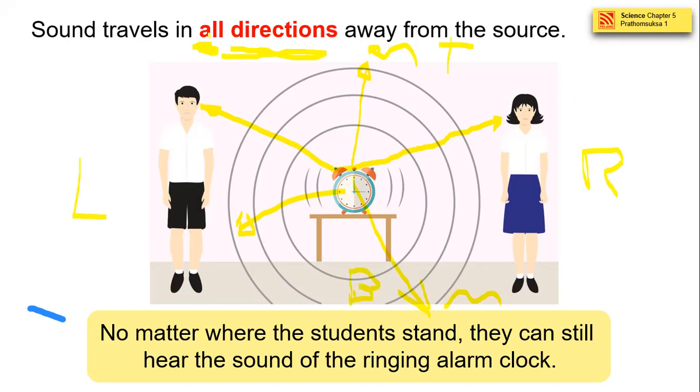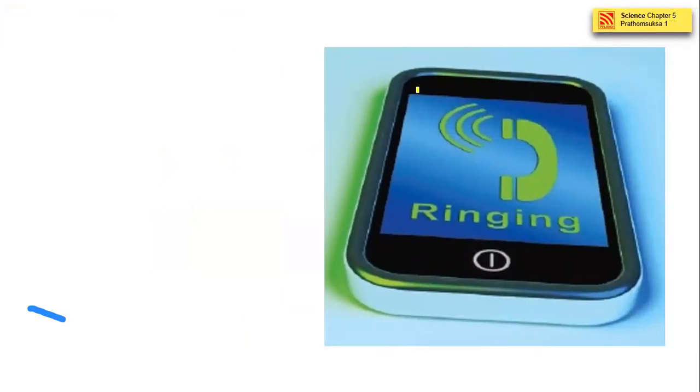Sound goes in all directions. So when a phone rings, we can hear it over here, we can hear it here, we can hear it up here. The sound is going out in all directions.